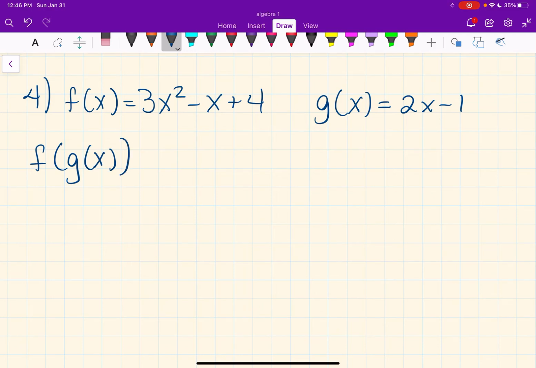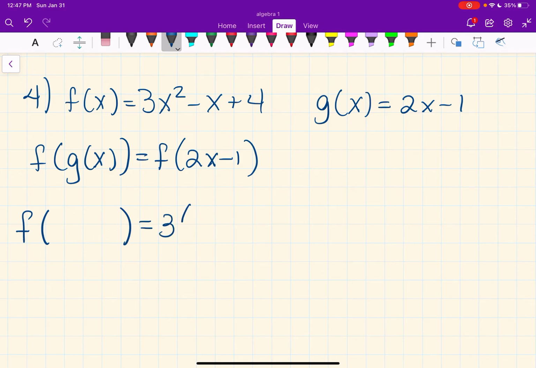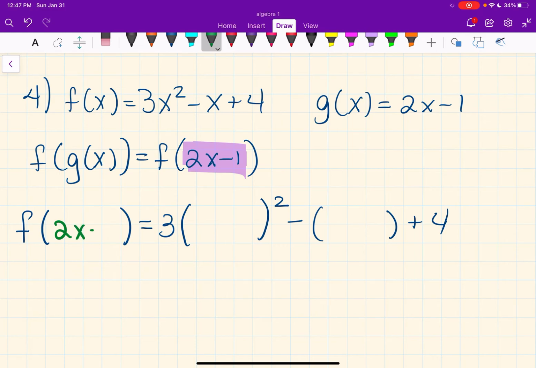First thing I do, I replace the g of x. So now I'm really trying to figure out f of 2x minus 1. So I take my f function and I leave blanks, and I'm leaving bigger ones because I know what I need to put in. 3 blank, and the square goes on the outside, minus blank plus 4. And in there I put what I just replaced, and it's 2x minus 1, so I'm going to put 2x minus 1 in all the blanks.